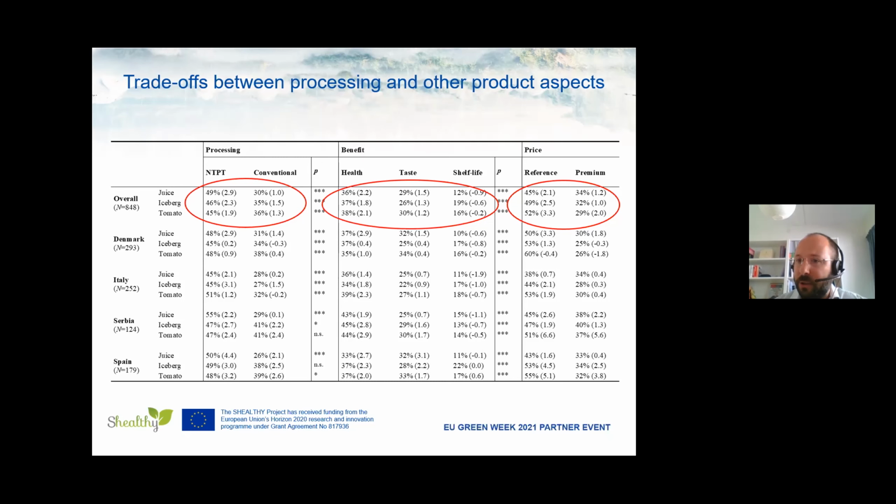I'm not going to go, in the interest of time, into the differences between countries, but like I said, we did not see major differences between the countries, so it was more a matter of degree rather than actual differences.